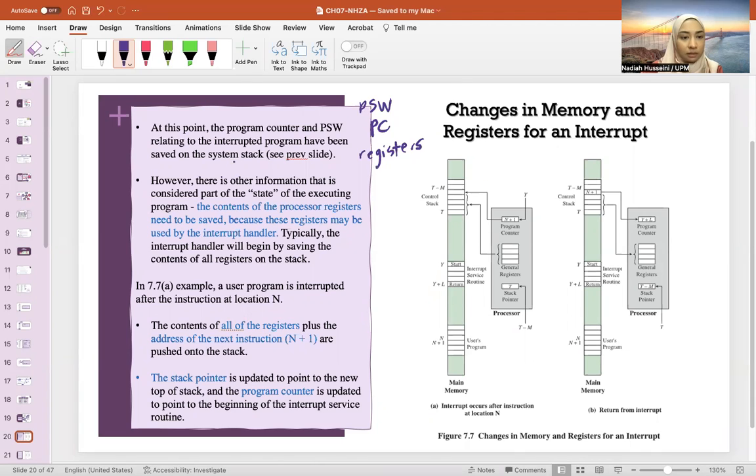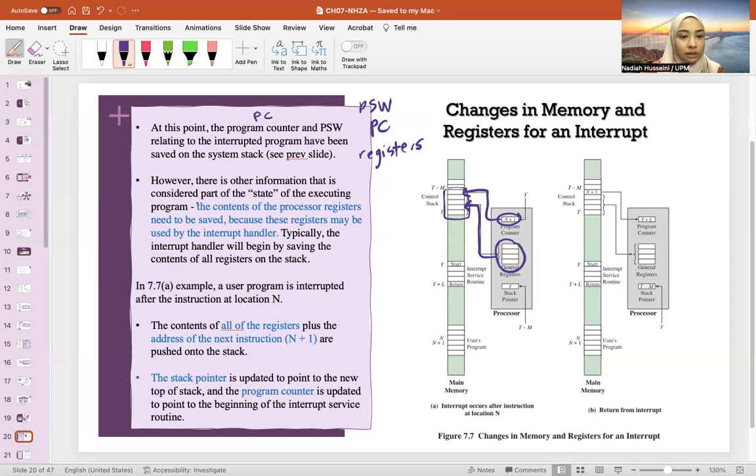Okay, so let's try to read this and see if it relates to what we learned in the previous slide. At this point, the program counter, or the PC, and the program status word relating to the interrupted program have been saved on the system stack. So here, we are saving your program counter, PC, over here. We are saving your general registers over here. So you are saving a whole bunch before we start to go for the process of the interrupt.